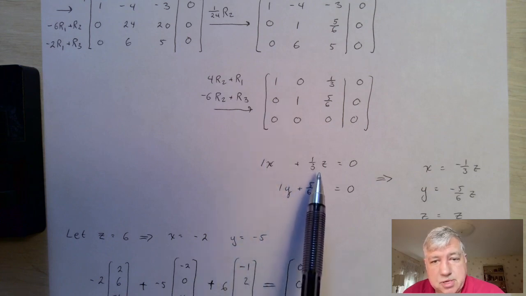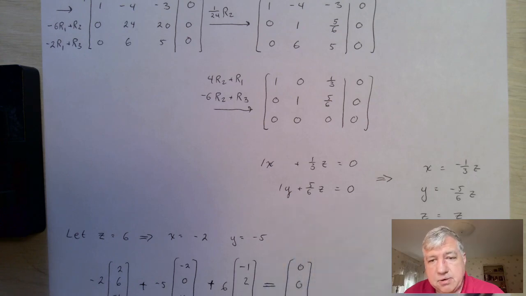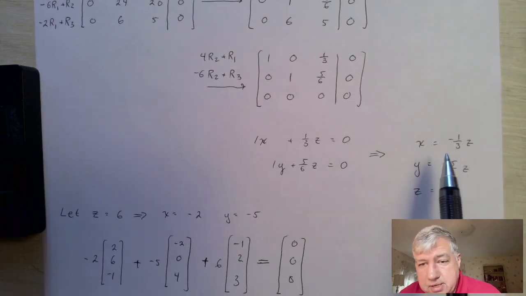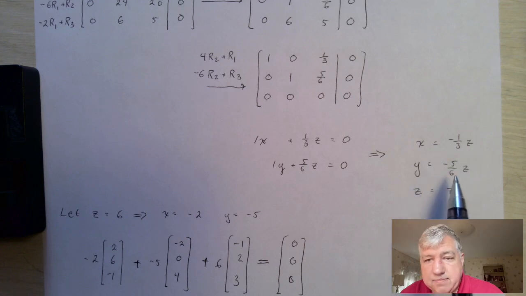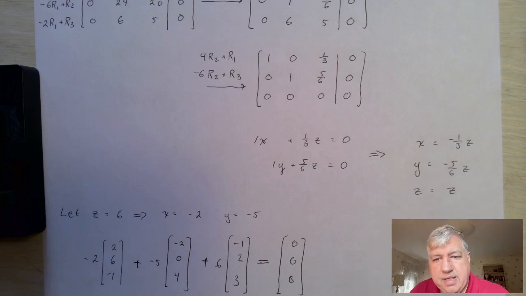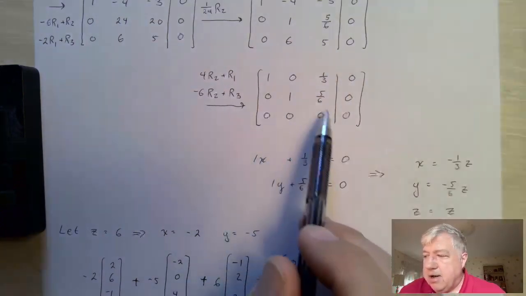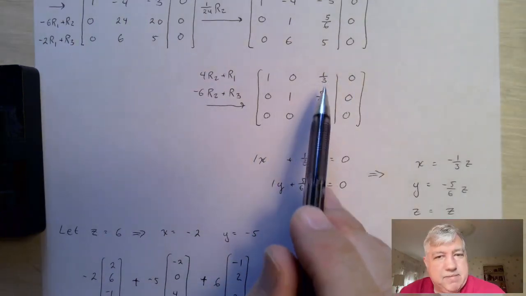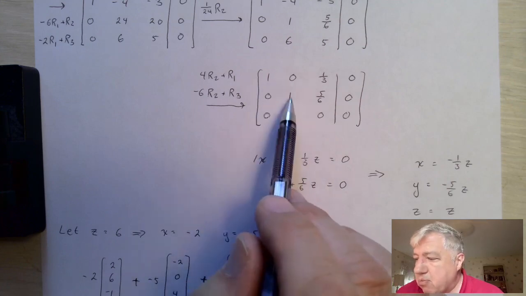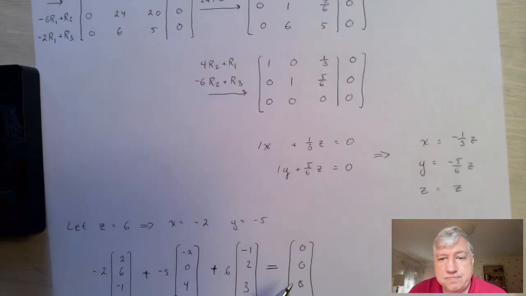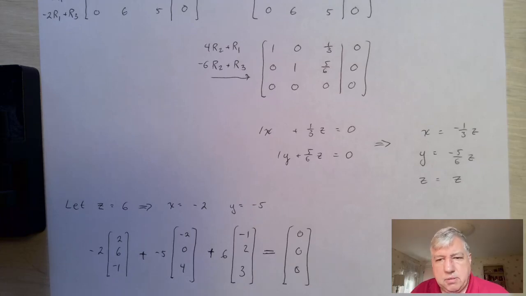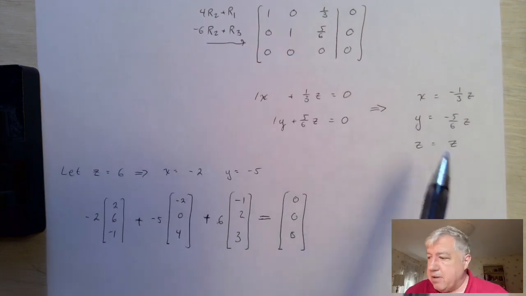From here, this tells us that 1x plus 1/3 z is equal to 0, and 1y plus 5/6 z is equal to 0. So x is -1/3 z, y is -5/6 z, and z is equal to z, meaning z can be any number we want it to be. z is going to be our free variable because z corresponds to a non-pivot column. Remember, these ones are the pivots, and this is a non-pivot column. We talked about how the number of non-pivot columns gives us the number of free variables. So we can let z be anything we want.